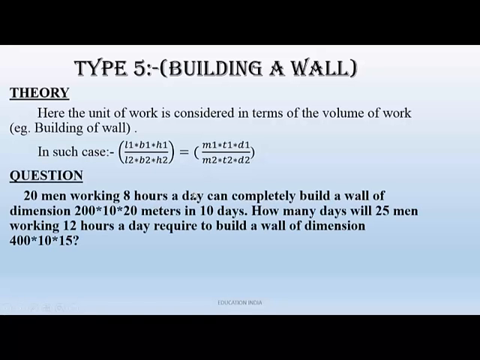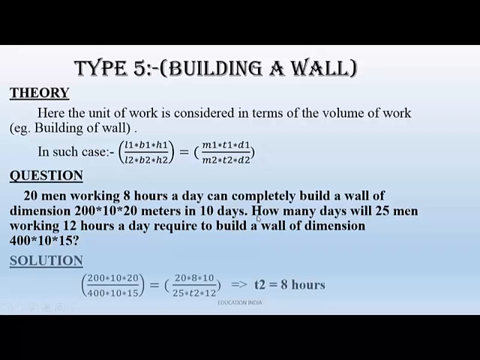Let's assume that 20 men working 8 hours a day can completely build a wall of dimension 200 cross 10 cross 20 meters in 10 days. So M1 equals 20, T1 equals 8 and D1 equals 10. L1, B1, H1 equals 200 into 10 into 20. The next case is we need to calculate the number of days 25 men working 12 hours a day require to build a wall of dimension 400 into 10 into 15.